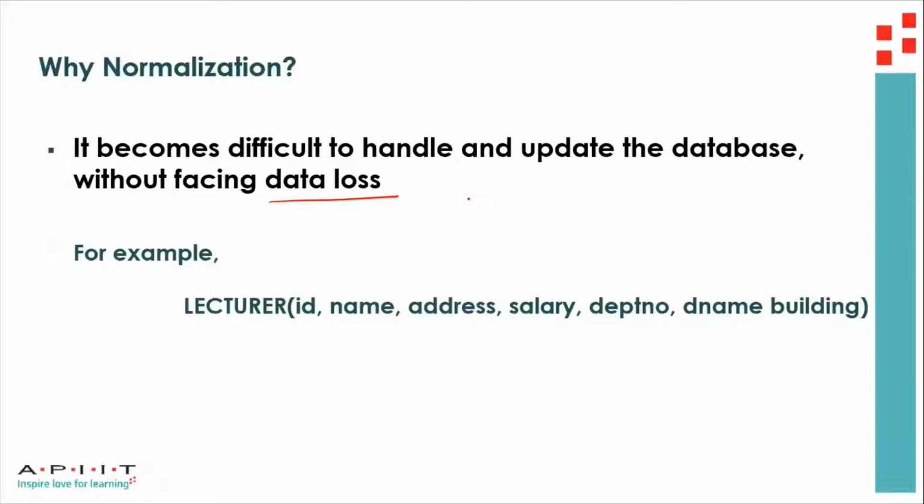You can see this is a relation. The relation name is lecturer, and we have different fields in this relation: ID, name, address, salary, department number, department name, and the building. So here lecturer is the relation name, and we have a few fields: ID, name, address, salary, department number, department name, and building. Okay, so I'll show you a sample data set for this.